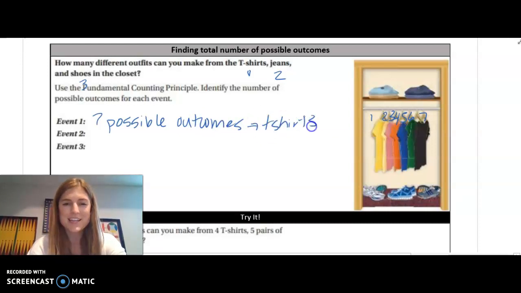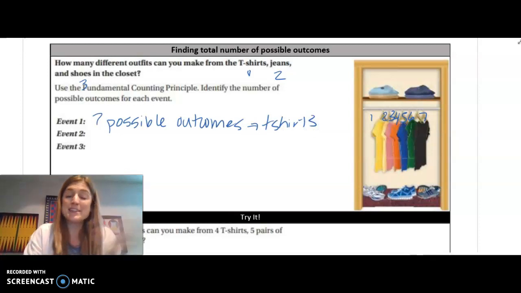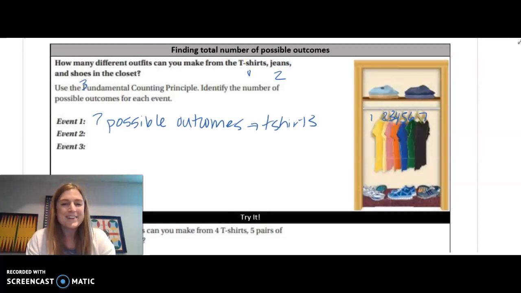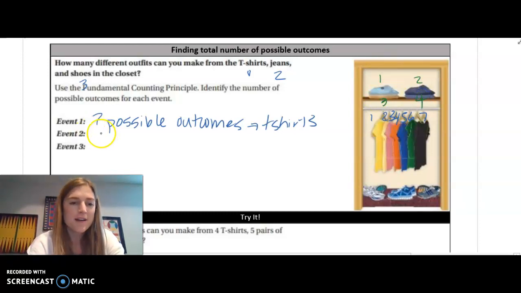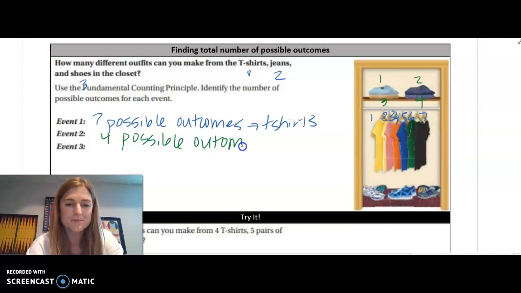Okay? Then second, I need to make sure my outfit's complete and I need to choose some pants. So we're going to choose from jeans, it looks like. And we have how many jeans that we can choose from? 1, 2, 3, 4, 4 possible jeans that I can choose from. And I spelled outcomes wrong.